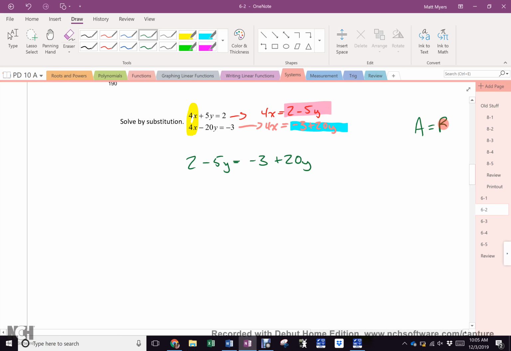If A equals B and B equals C, what do we know about A and C? They are equal. Automatically, because they both equal B. Now that we're here, we would simply solve.